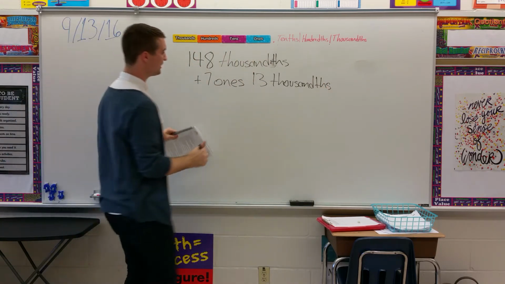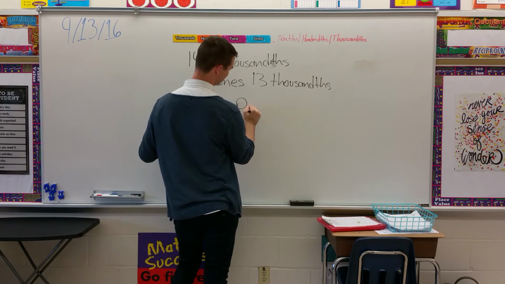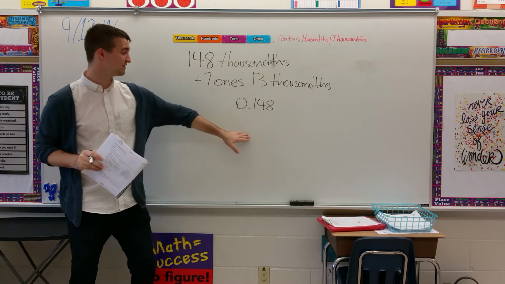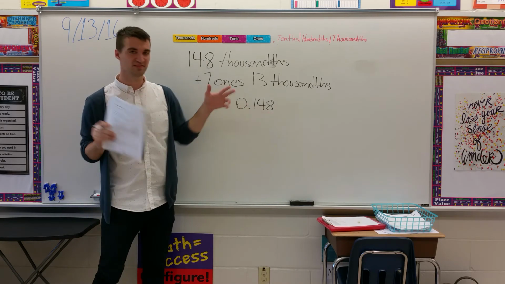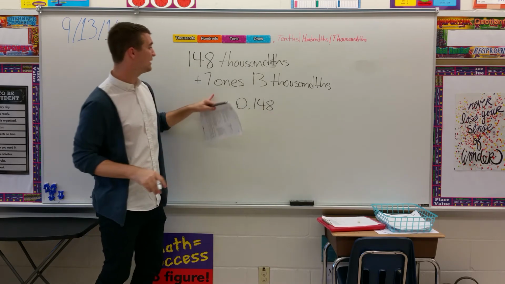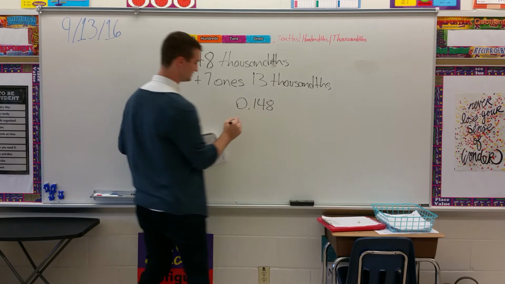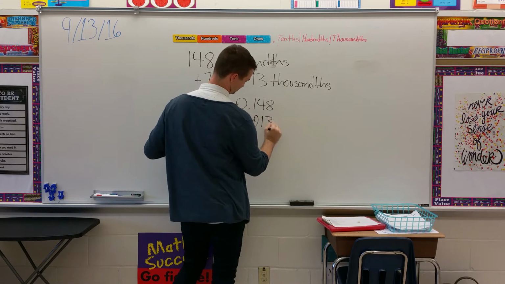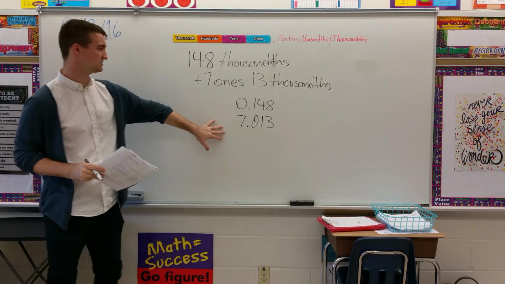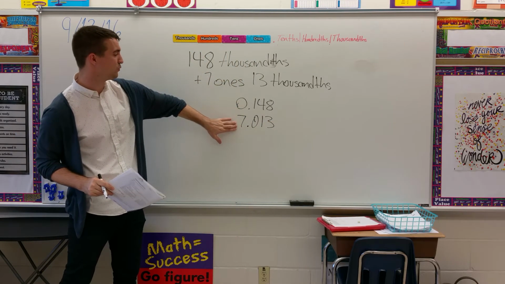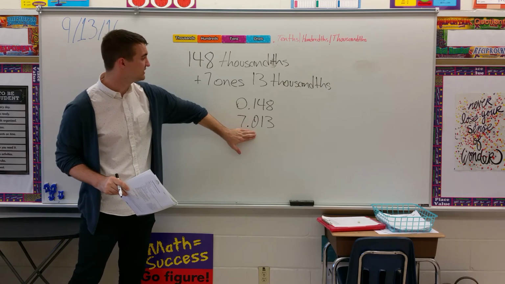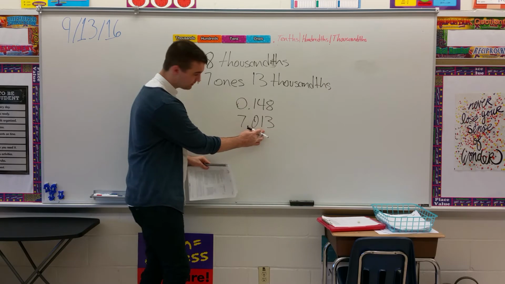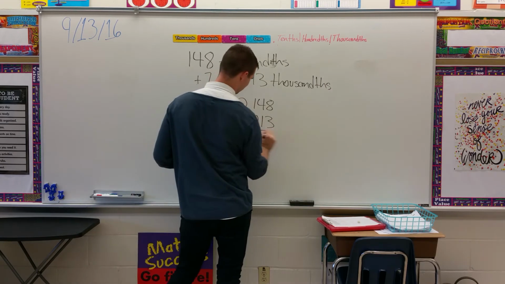Okay, so 148 thousandths would look like this. The reason why we say 148 thousandths is because our 8 right there is in the thousandths place, with a TH. Now we have right here 7 ones and 13 thousandths. So 7 ones, basically 7 in our ones place, 0 in our next place because we have 13 thousandths, okay? 1 is in the hundredths place, 3 is in the thousandths place.